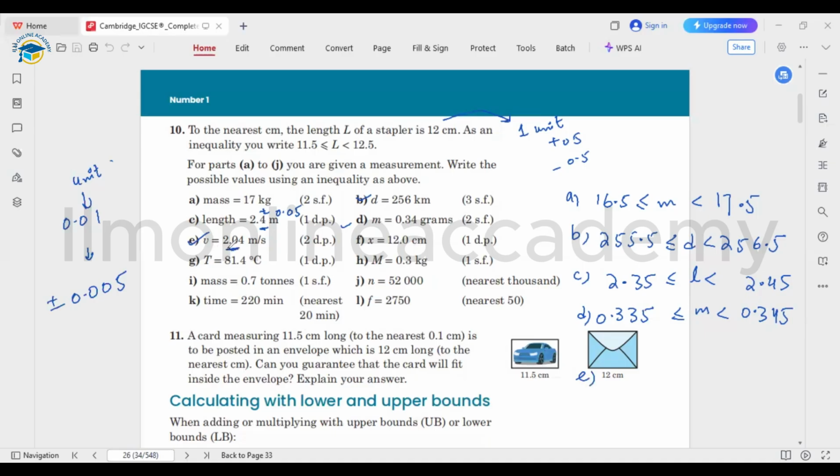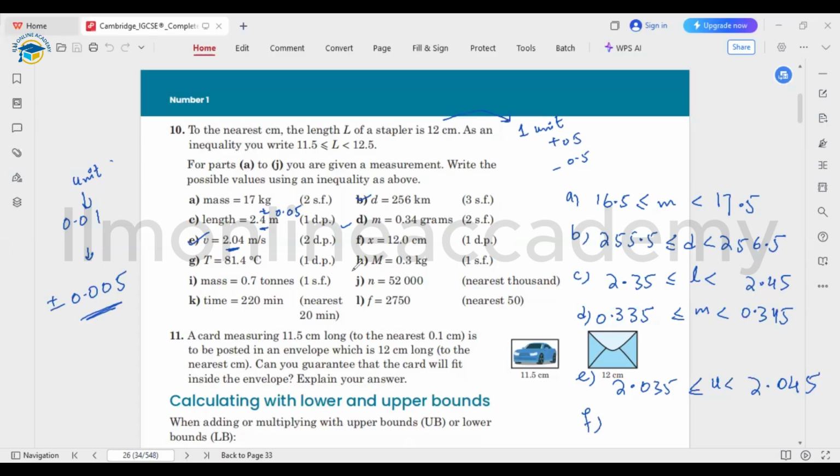In part number E, we have 2.04 as up to two decimal places again. So similar unit we will be using to add and subtract. For the lower bound, we need to subtract 0.005 from this 2.04. So accordingly, I'm getting 2.035. And after that we need to add 0.005. So for this I'm getting 2.045. This is part number E.